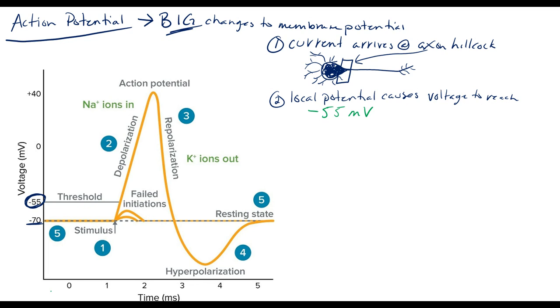Okay, so that negative 55 millivolts is the magic number because a lot of those voltage gated channels will not trigger until negative 55 millivolts. If it's less than that, they stay closed. At negative 55 millivolts, they open. Once those voltage gated channels open, then the sodium is going to rush into the cell. All right, so once we meet that negative 55 millivolts, the neuron does what we call a fire.